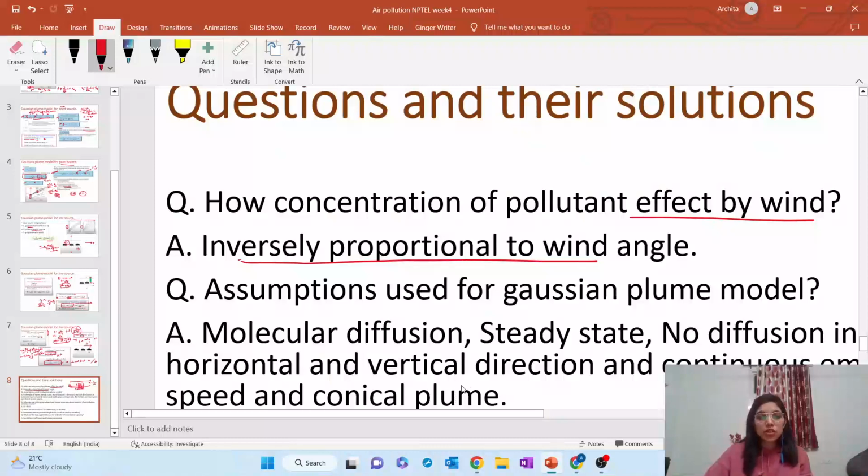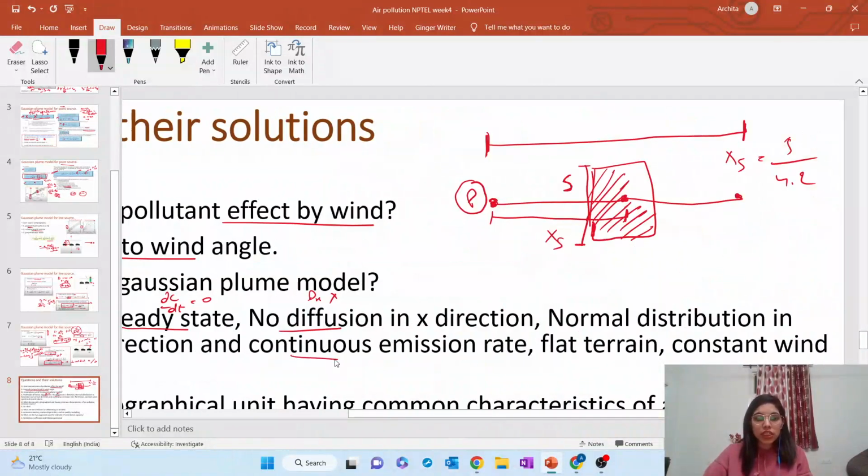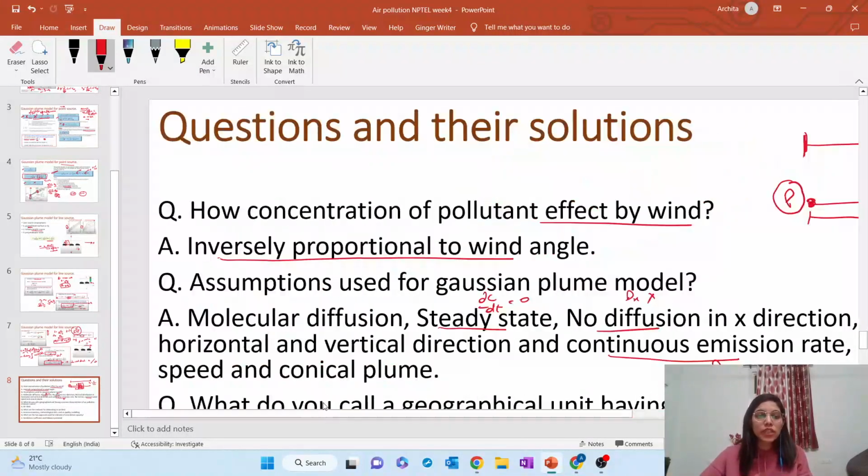Second is, what are the assumptions that the Gaussian plume model has taken? So far we have seen that the assumption was steady state, which is del C by del T equals 0. No diffusion in the x direction, so there will be no Dx. Then diffusion will be molecular diffusion. Then there is a continuous emission rate, that is Q will be continuous. Then they also considered flat terrain, constant wind direction, and normal distribution. Normal distribution means that the plume is like this.